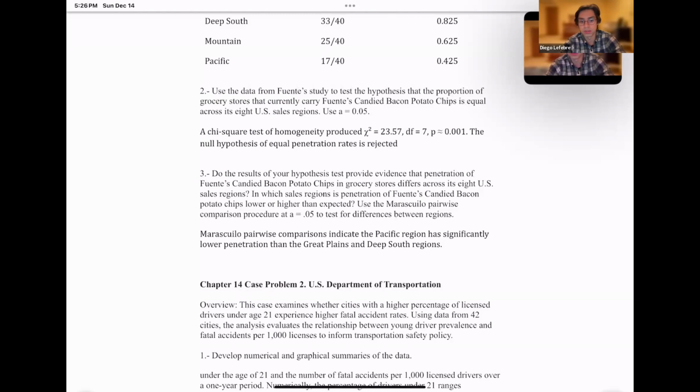We used a Marascuilo pairwise comparison procedure at a 0.05 level to differentiate between regions. We found that the Pacific region has significantly lower penetration than the Great Plains and Deep South regions. Therefore, we can make an educated assumption that the distribution should be changed toward the regions that are facing more success to have a more profitable product.